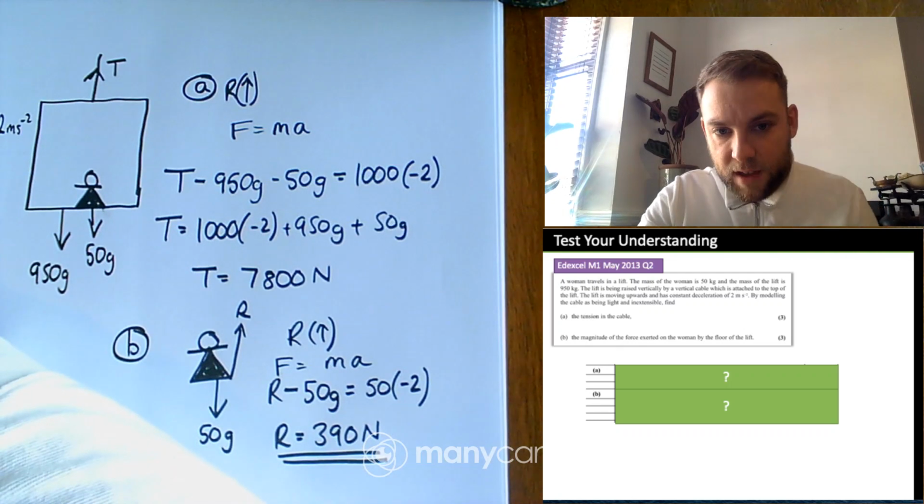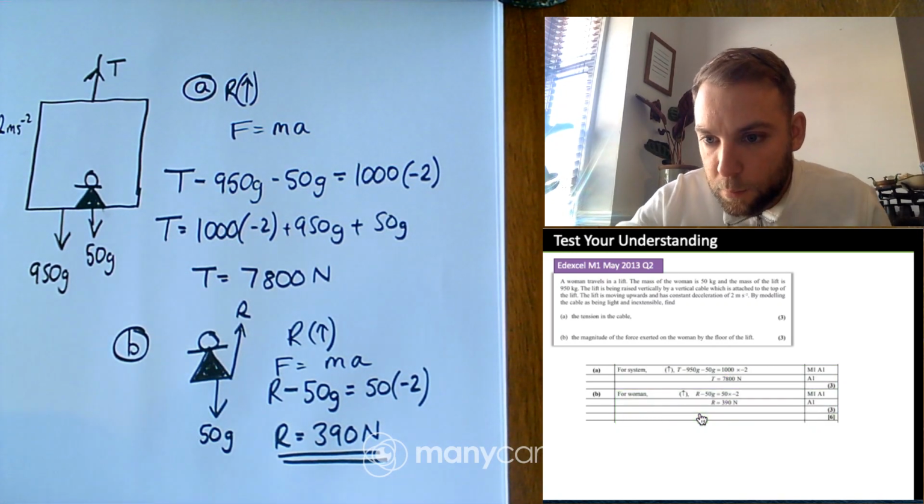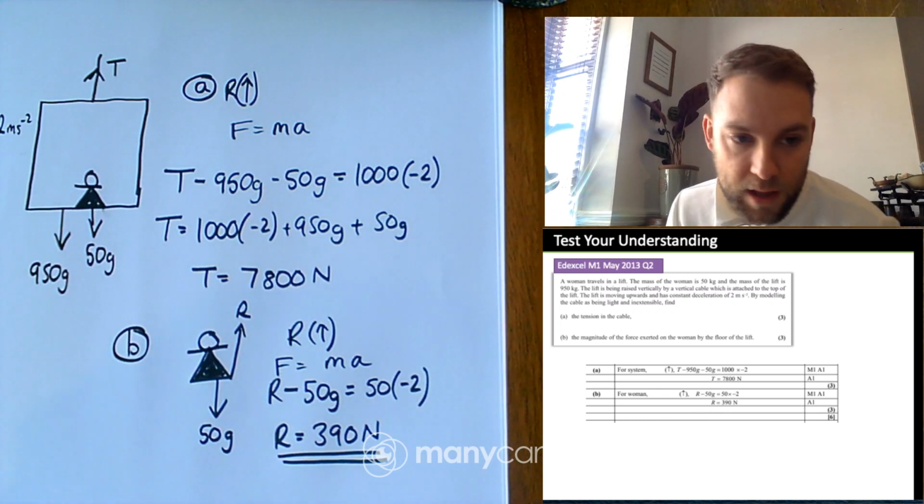So let's just have a check of that. Brilliant. 6 marks in total there. You can see where those marks are broken down.